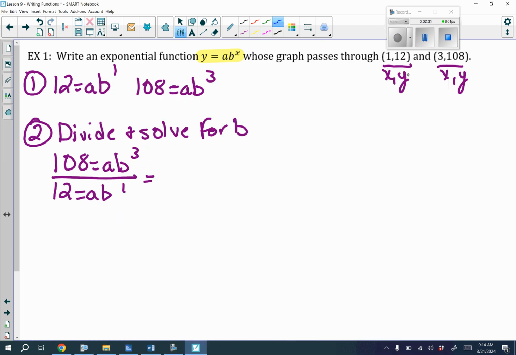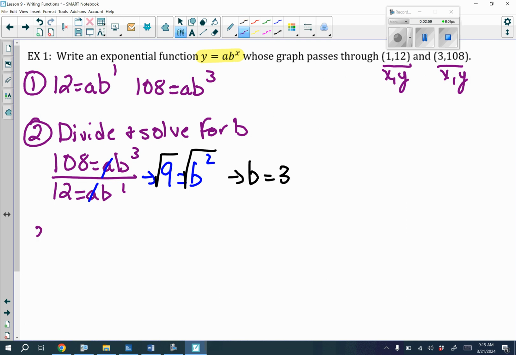Okay, so we get 9 equals, now notice what happens to the a's. They cancel out. So now for b, all we have to do here is go ahead and use our exponent rule. So if I have b cubed divided by b to the first, that should give me b squared. Now, I still need to solve for b. So to undo that square, we square root. And then here we're going to get b equals 3.